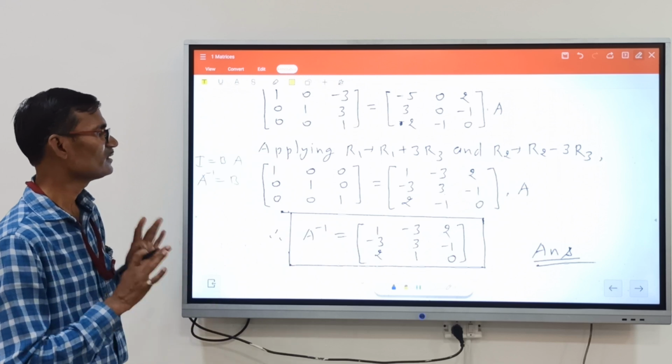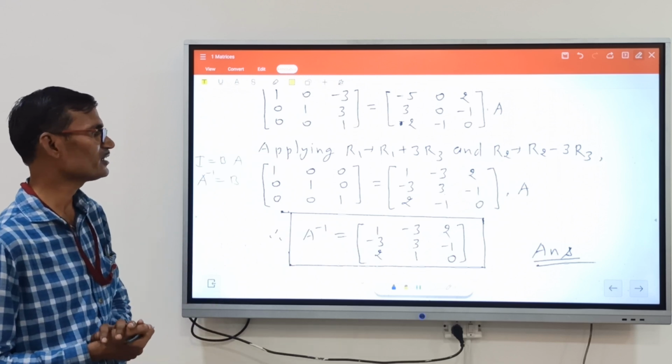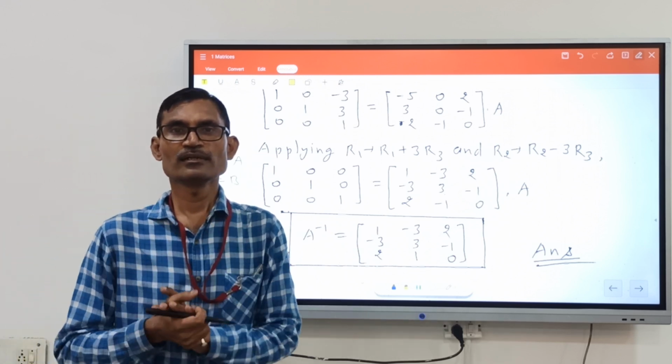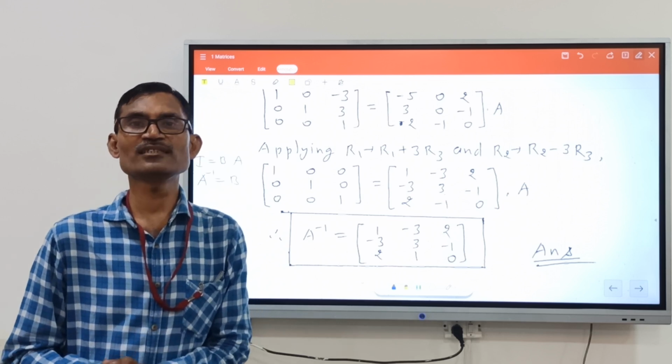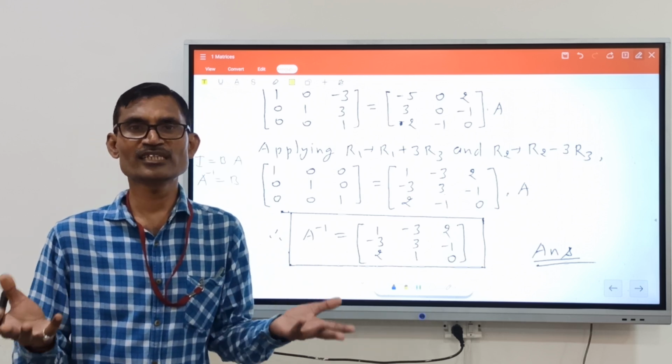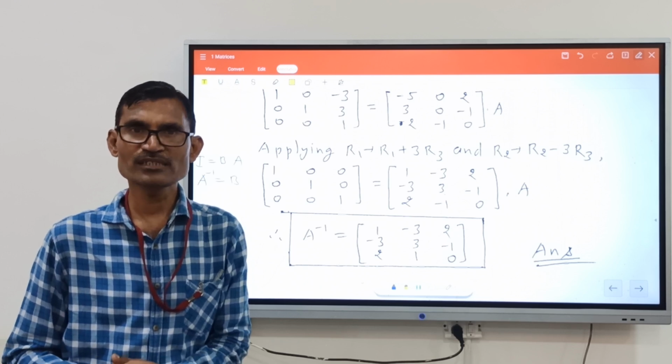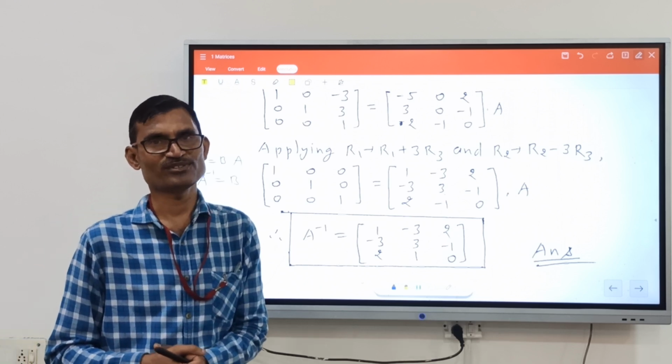So these are some important steps to compute the inverse of a square matrix by using the Gauss-Jordan method, or in another way, by using the elementary row transformations.